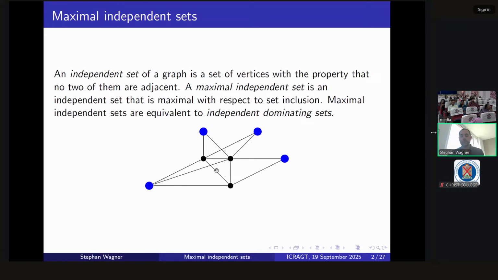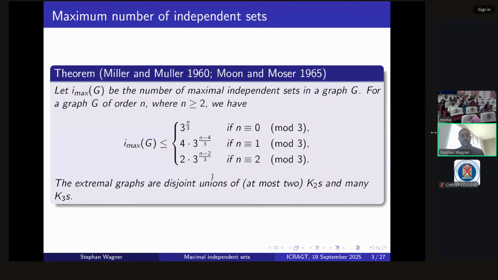And this is actually a problem that has quite a bit of history. Already back in the 60s, the question came up, how many maximal independent sets a graph of order n can have? This was addressed in particular in 2 papers in the 60s, Miller and Muller, 1960, Moon and Moser, 1965, showing that the number of maximal independent sets in a graph of order n is at most essentially 3 to the power n thirds. So it depends a little bit on the residue class of n modulo 3.